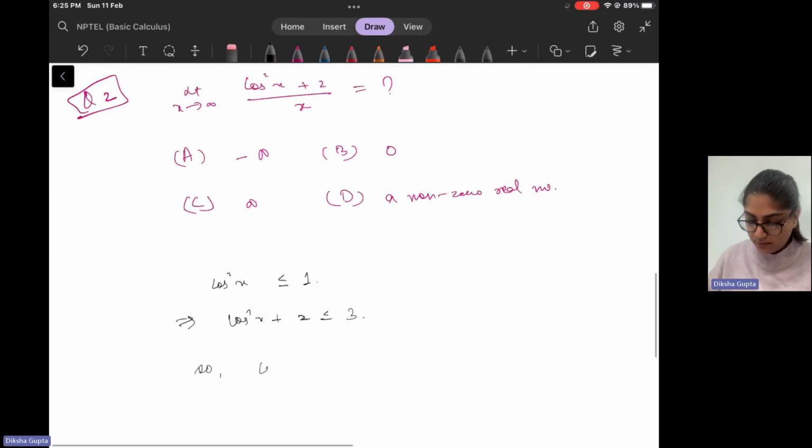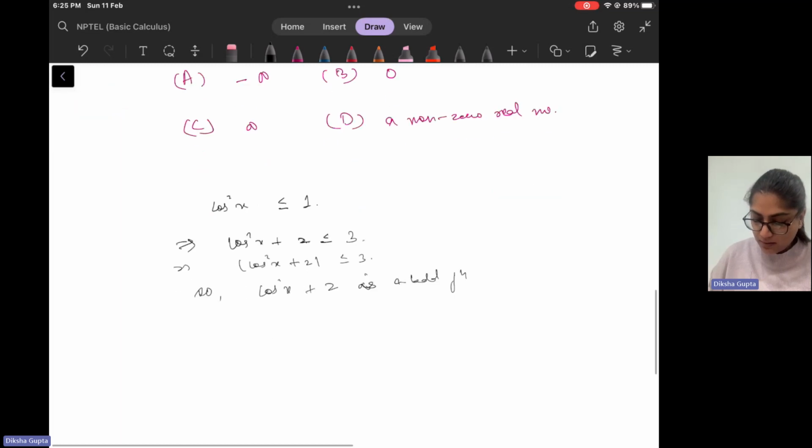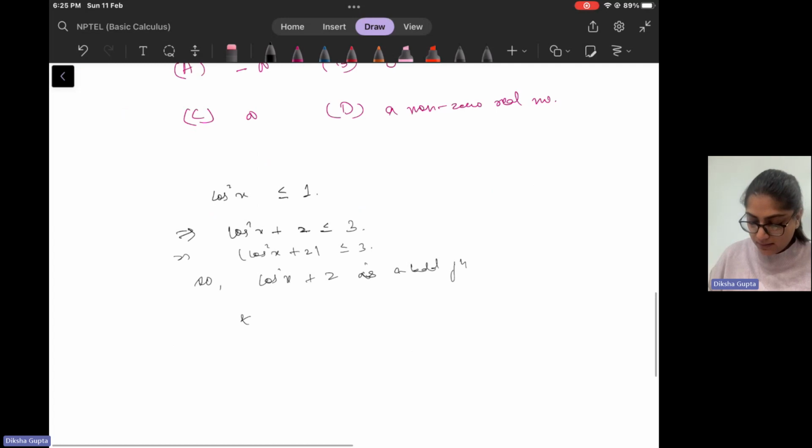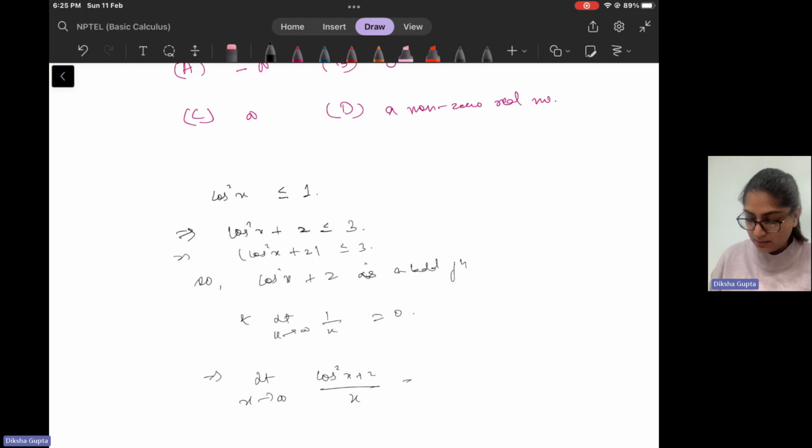This function is a bounded function. And this is positive, so you can in fact write mod of cos square x plus c is less than 3. And you know that limit x tending to infinity 1 by x is 0. This has been discussed in lecture class also. This implies limit x tending to infinity cos square x plus 2 by x is 0.